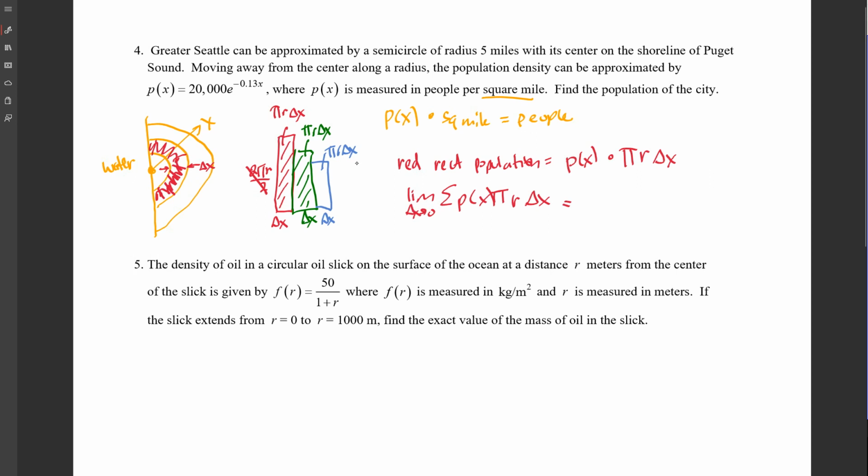So this will give me the integral of p of x times pi x dx. Oops, that's not an r, it's pi x. And that will go from 0 to, what's my biggest x? 5. And you can do the rest on your own.